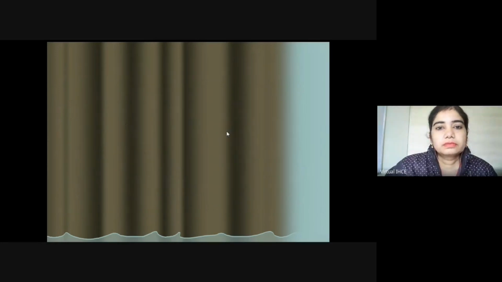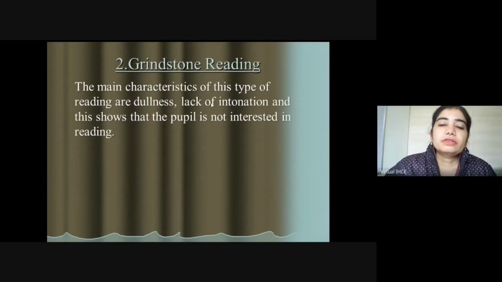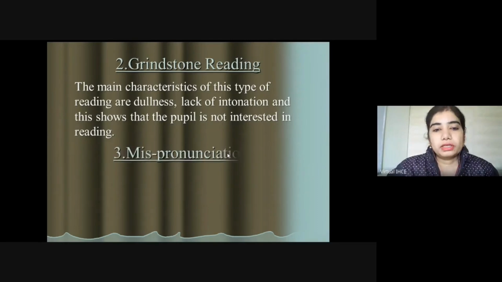Next is grindstone reading. What is grindstone reading? The main characteristics of this type of reading are dullness and lack of intonation, and this shows that the pupil is not interested in the reading. Okay, so grindstone reading is what? The dullness, lack of intonation is there, lack of tuning or pitch variation or voice variation is very less, and this shows that the pupil is not at all interested in reading. He finds reading very boring. This is one of the obstacles. The first obstacle was nervousness while reading. The second is grindstone reading.